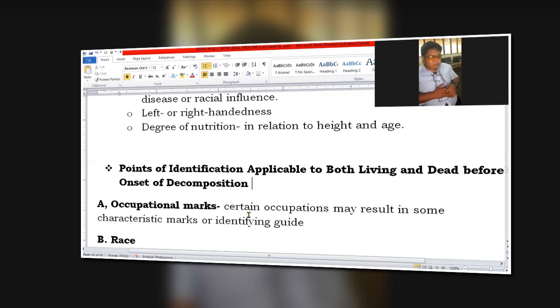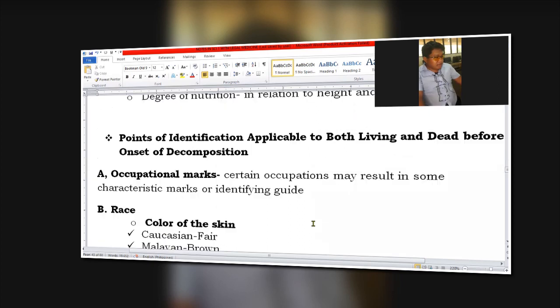Kung marami siyang tattoo, then you can say that this person is basically in the venture of tattooing. In the business of tattooing. Kung ang mga kamay is puro kalyo, then basically this person is working in the construction or any similar things that you can identify.